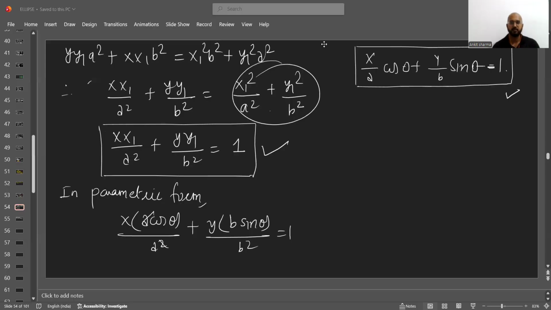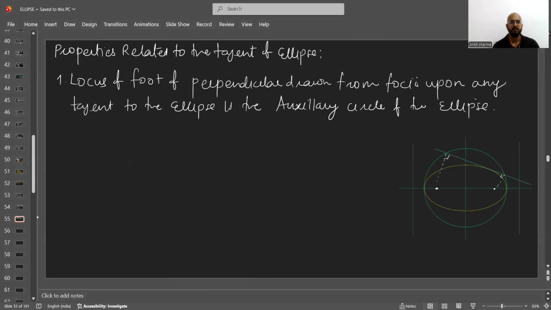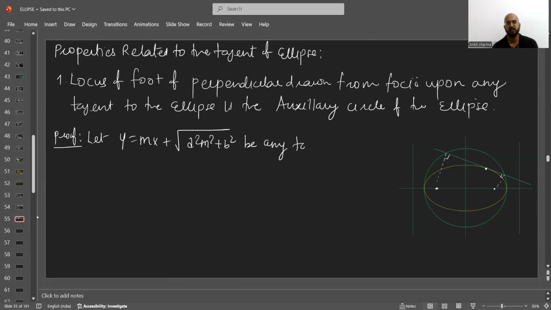Well, these are some properties of tangents to the ellipse. Coming to the first property, let's prove this one: the locus of the foot of perpendicular drawn from the foci upon any tangent to the ellipse is the auxiliary circle. So this is my tangent to the ellipse, and you can consider the equation to be y = mx + root of (a square m square + b square), any tangent to the ellipse.